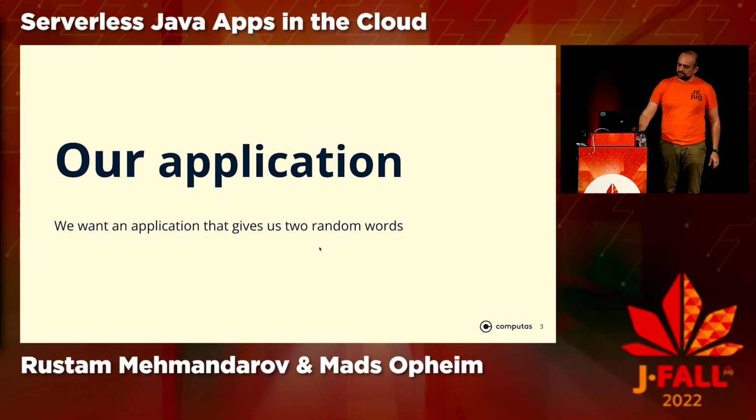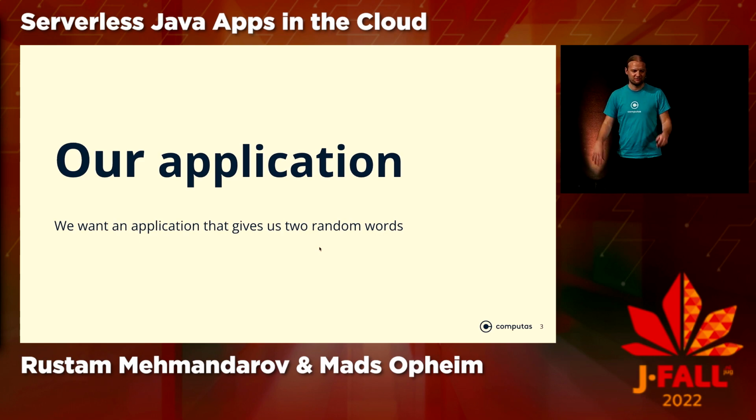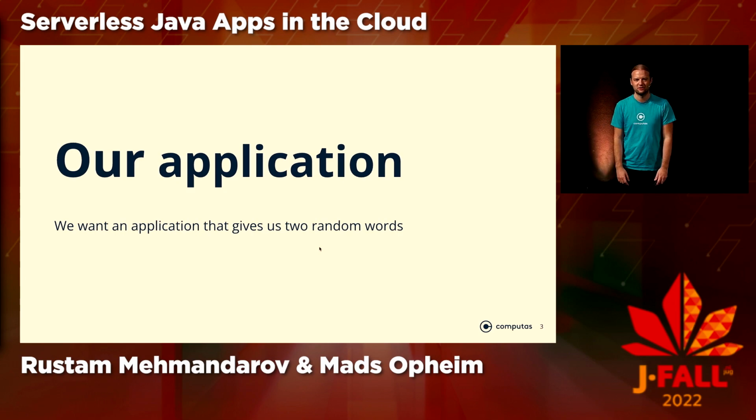Let's get started with our application. We have to have some business logic, right? We have some business logic in every application. Our application for the showcase today is rather simple. You run it, and it gives you two random words, one adjective and one noun. That's it. You can use it for multi-factor authentication in Norway, or you could use it for the name of Docker containers or whatever.